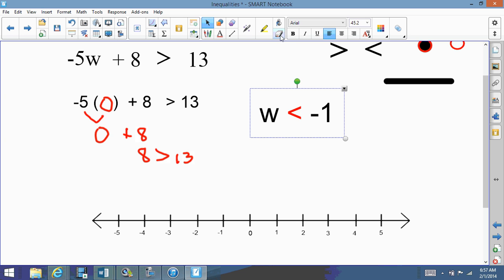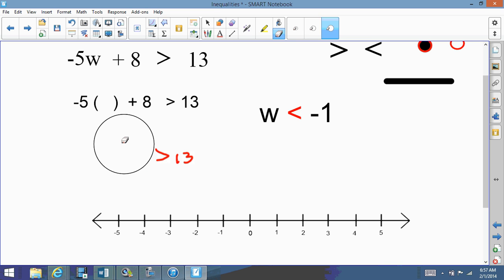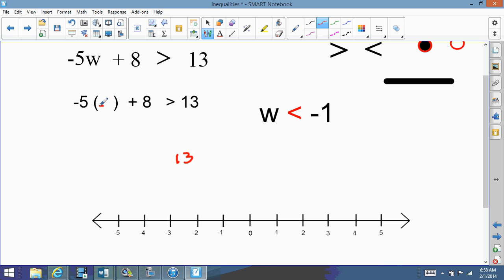So let's take a look if we pick some of those other answers that are less than -1. Well, what numbers are less than -1? The numbers going this way will be less than -1. So let's pick some of them. Let's pick, say, -5. That's less than that. What's -5 times -5? Oh, positive 25, because 5 times 5 is 25. Plus 8. Oh, that's getting to be a big number. That's 33.